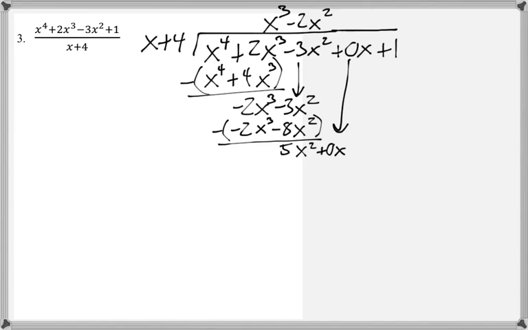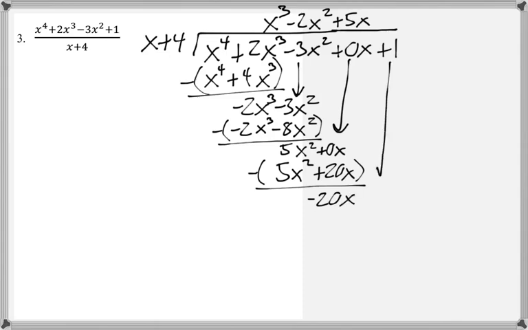And I need to ask, what do I need to multiply x by to get 5x squared? And that is 5x. And then I need to multiply 5x by both of those. So that would be 5x squared plus 20x. And if I subtract these, first terms go away, like they should, and I get negative 20x. Then I want to bring down the 1.